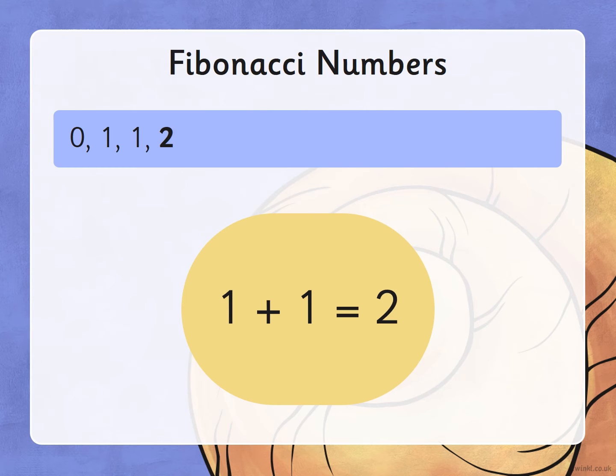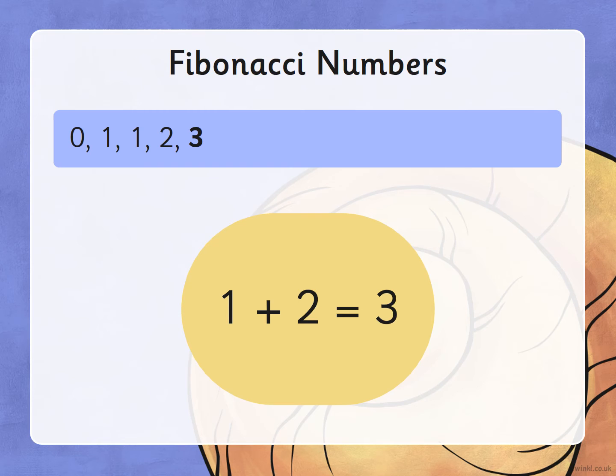The next number is 2. And we come to that conclusion by adding the previous two numbers in the sequence, which are 1 and 1, which makes 2. Now the next number in the sequence is going to be made by adding the most recent two numbers in the sequence. So the last two numbers in the sequence at the moment are 1 and 2. If we add that together, we get 3. Therefore, 3 is the next number in the sequence.